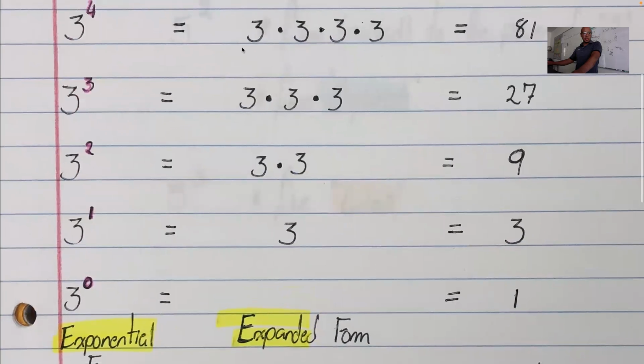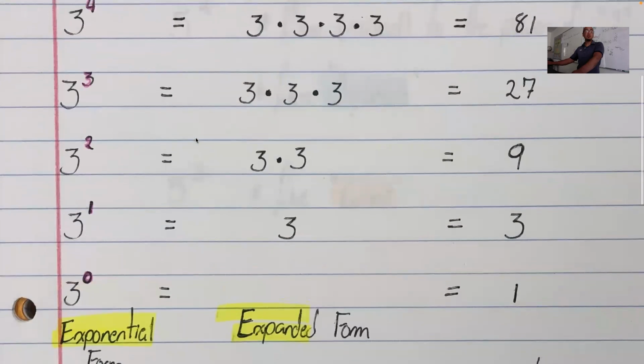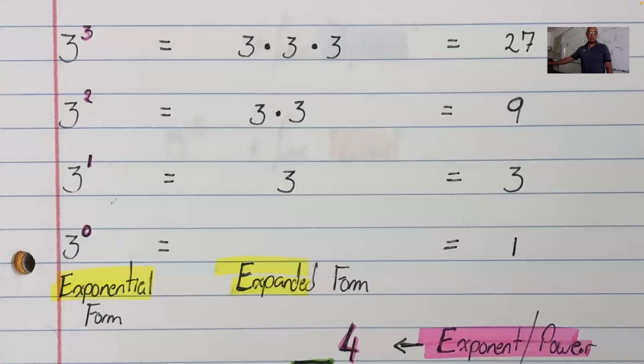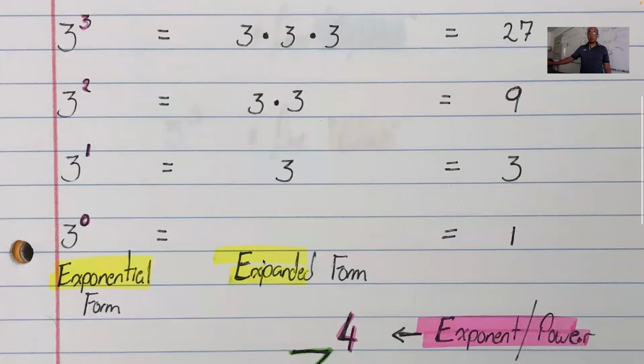Now, going back over here, ladies and gentlemen, any number raised to a power is actually known as exponential form. That makes perfect sense because there's an exponent. So when you have a number with an exponent, you call that exponential form. When you write it out, like 3 to the 4th power, that is exponential form. But when you write it out 3 times 3 times 3 times 3, that is known as expanded form. Expanded form. You're going to see that in the assignment, or you might see it in the question: write this in exponential form or write this in expanded form.